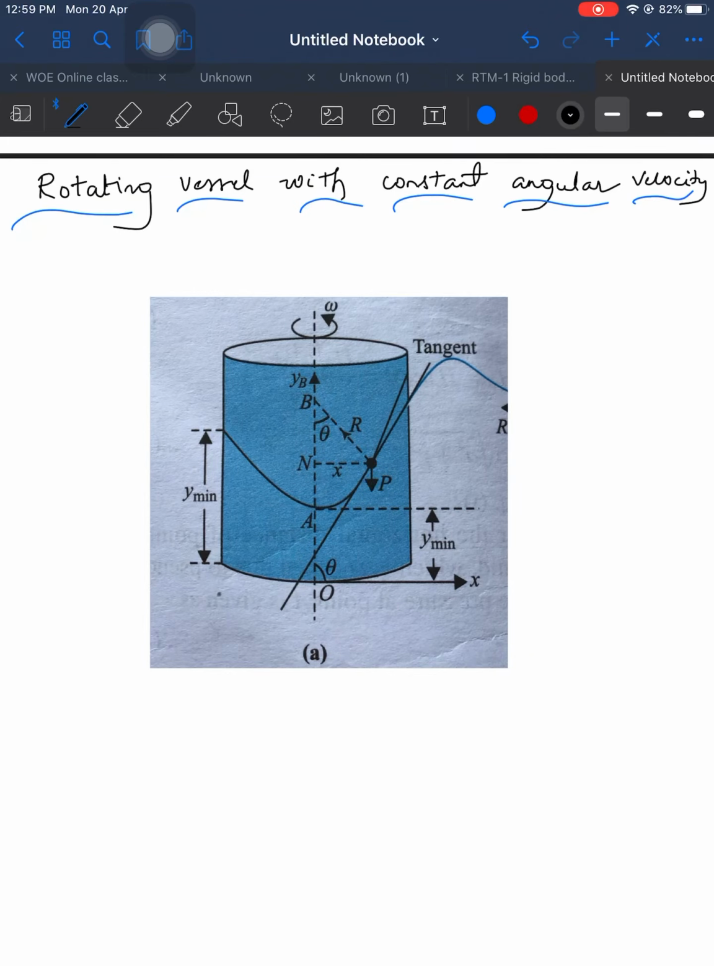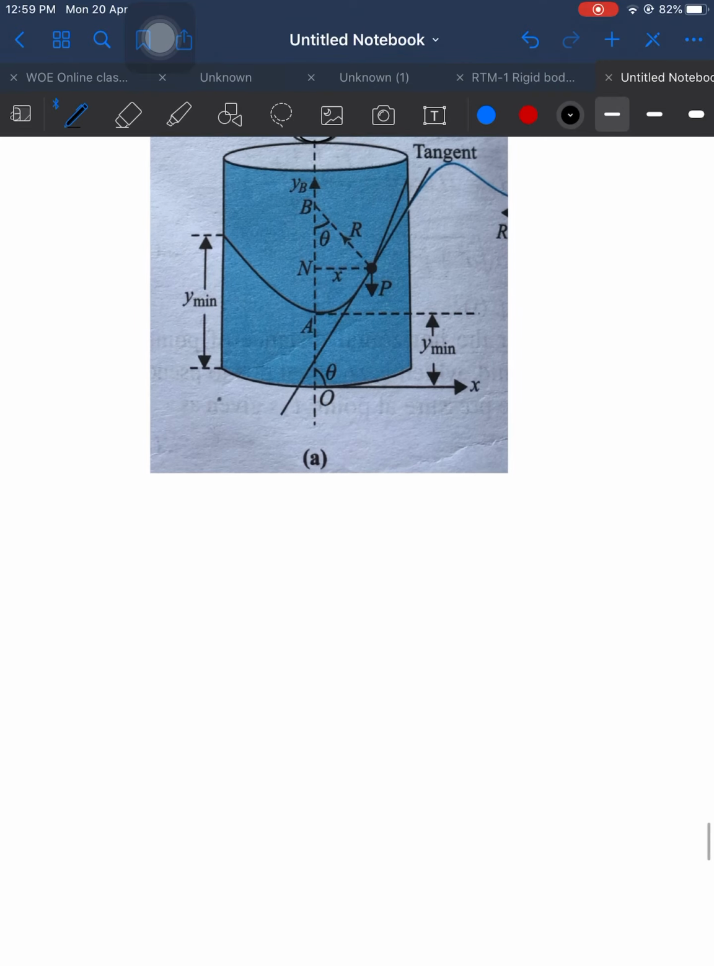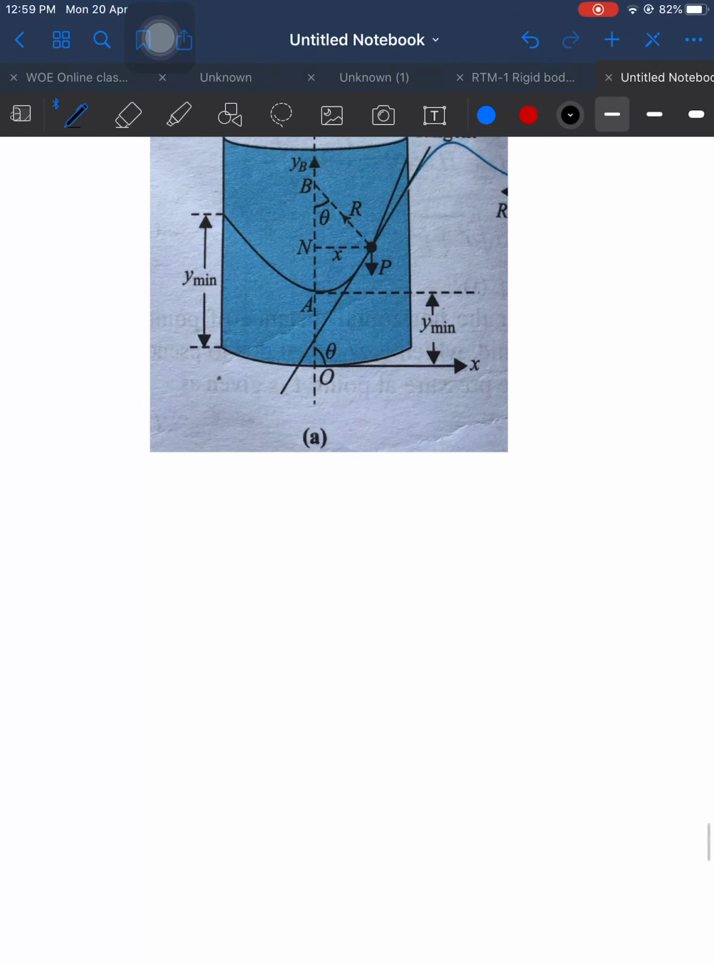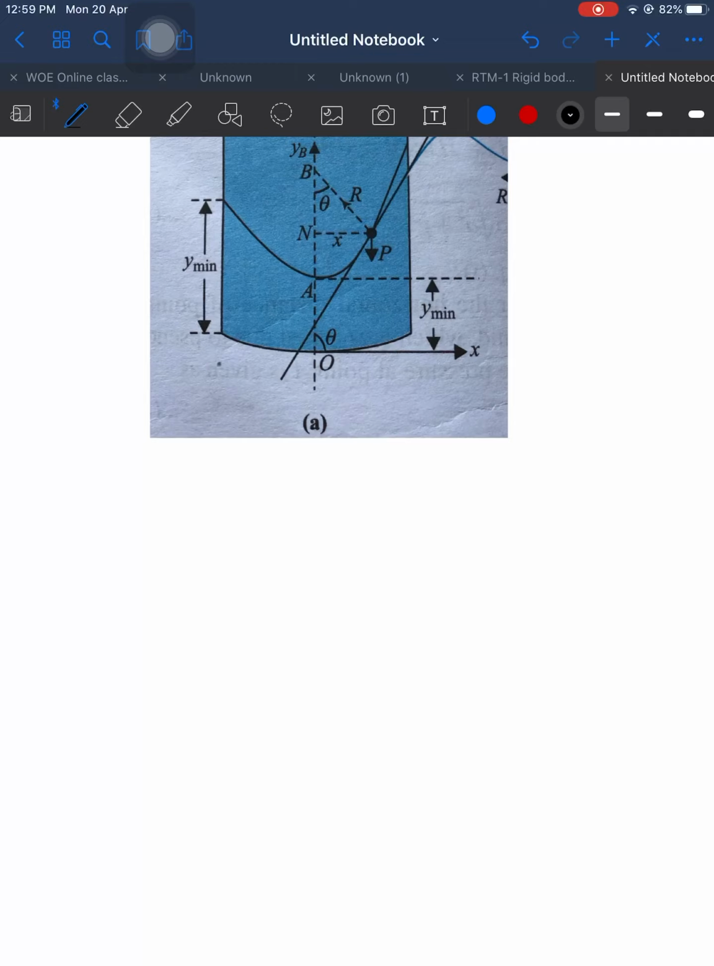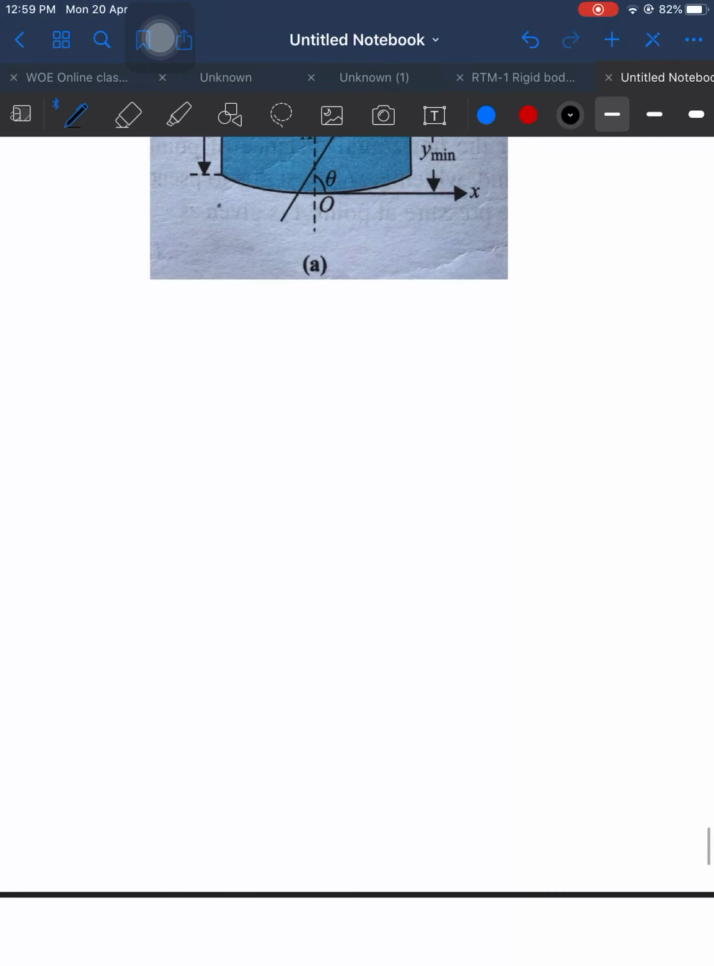Hi students, in this class we are going to see what if the container is rotated with angular velocity omega. If you see this image, the container is completely rotated with angular velocity omega. So how to solve these cases? Nothing to worry, just simple draw free body diagram. The shape which is shown here, I am drawing the free body diagram.